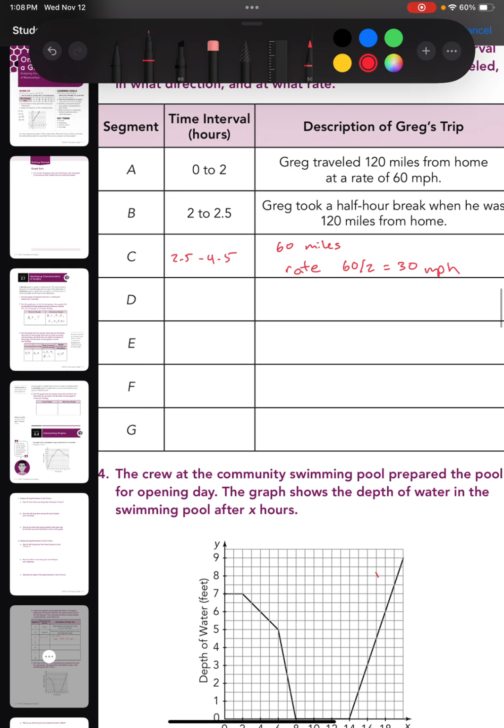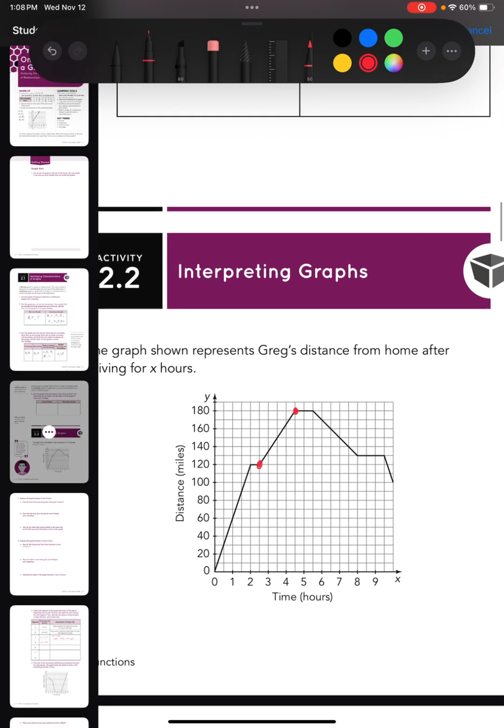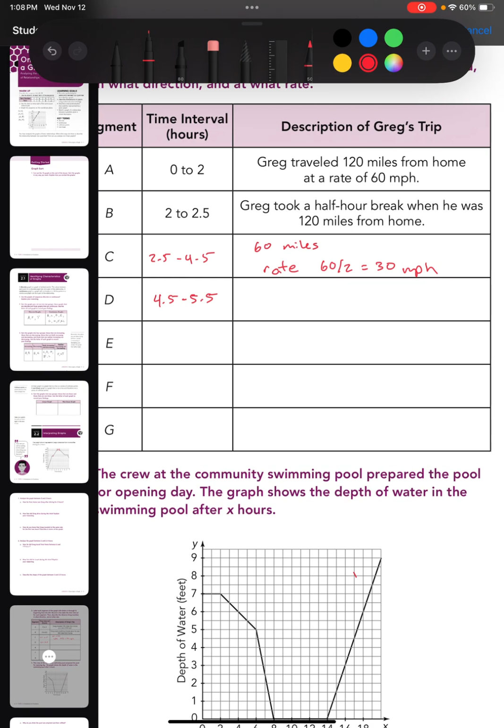Okay, our next time period, when I go back to the graph, is going to be from 4.5 to 5.5. So again, scrolling back to the graph, 4.5 here to 5.5, we got another horizontal line. So he traveled nowhere. He went 0 miles. So 0 miles in 1 hour. So he took a break, for instance, from his driving.